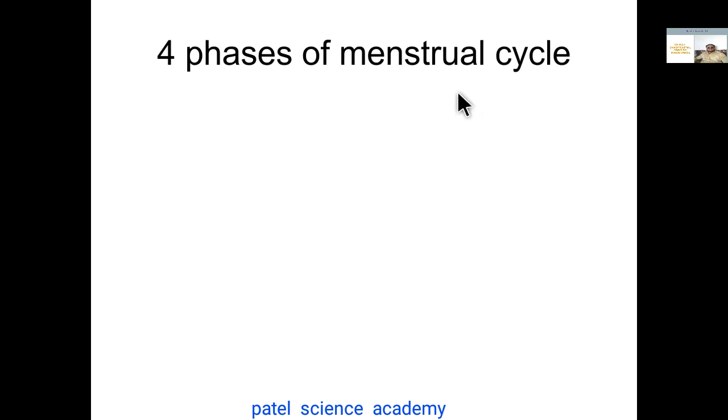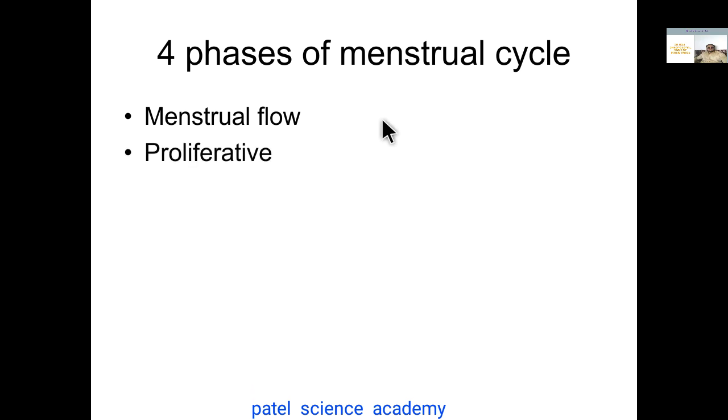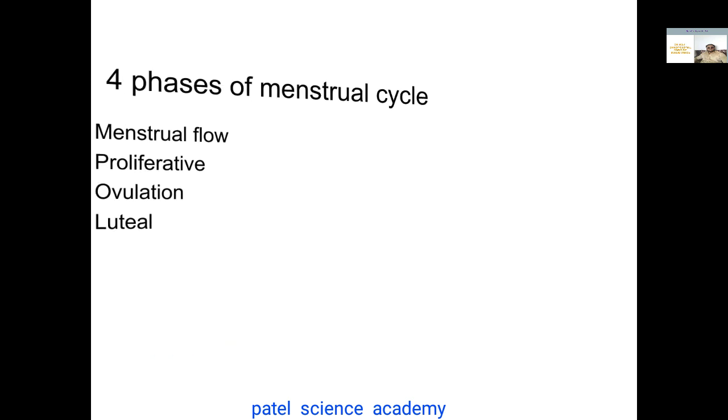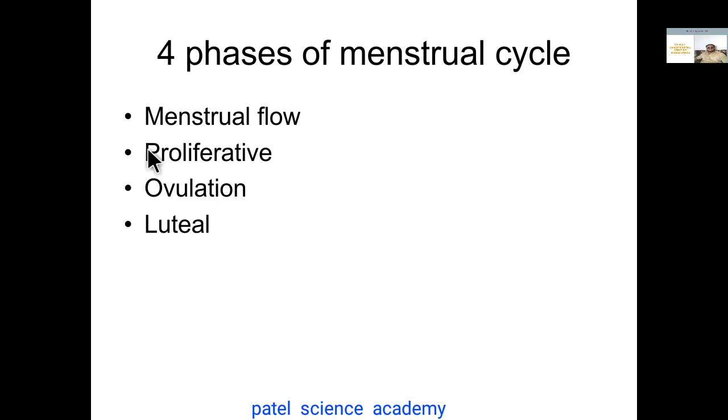There are 4 phases in the menstrual cycle. Phase number 1 is called menstrual flow or bleeding phase. The second phase is called proliferative phase. The third phase is called ovulation, and the fourth one is called luteal phase. Dear students, these are the different phases of the menstrual cycle: menstrual flow or bleeding phase, proliferative phase, ovulation phase, and the luteal phase.